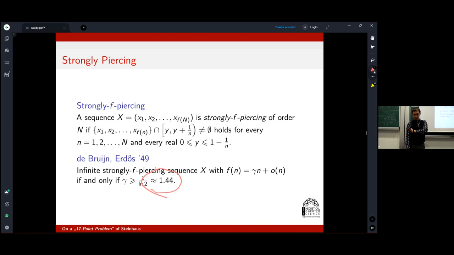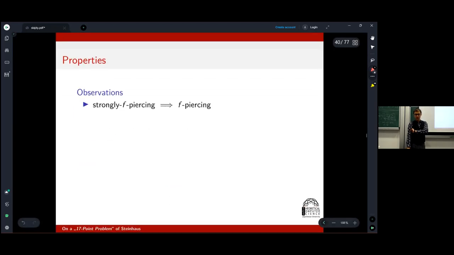And this result already gives us the lower bound in our problem, right? Because if you have a strongly piercing sequence, then it's also a piercing sequence. So this is how we get the lower bound. The upper bound is more interesting, because what we are going to do is take a piercing sequence and repair it so that it becomes a strongly piercing sequence. This is the idea.